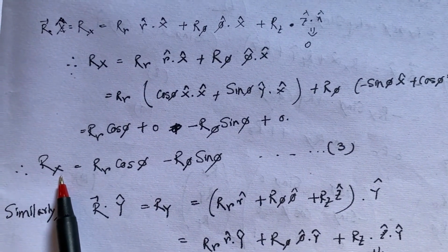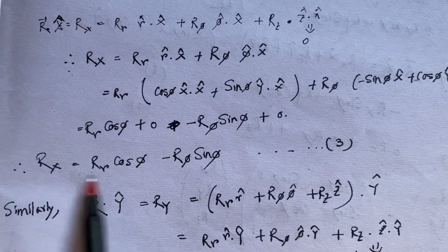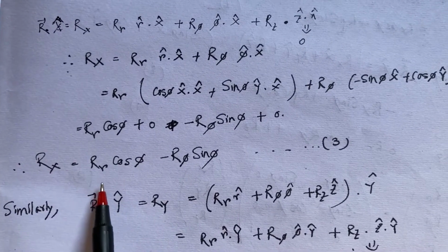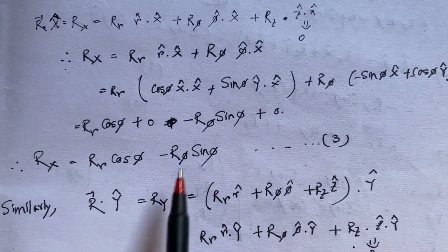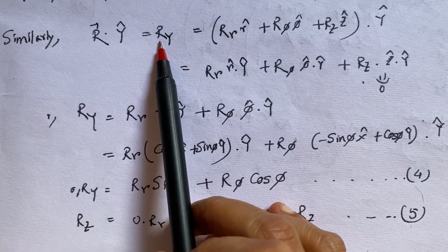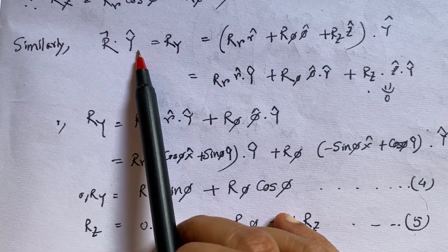Rx is the component of R in the Cartesian coordinate system along x direction, and this is a relation between the Cartesian component and the cylindrical component. Similarly, Ry can be obtained by making a dot product of the vector R with y hat itself.